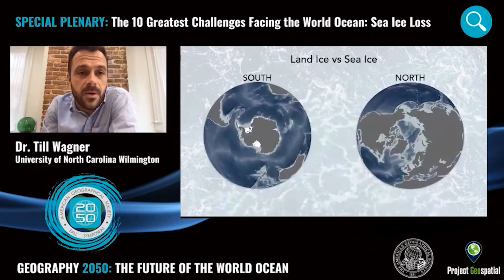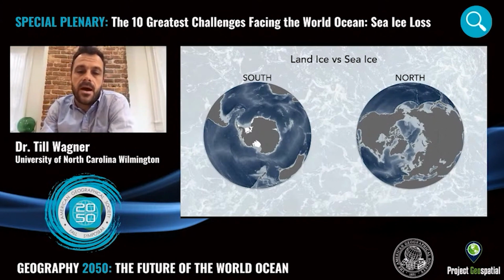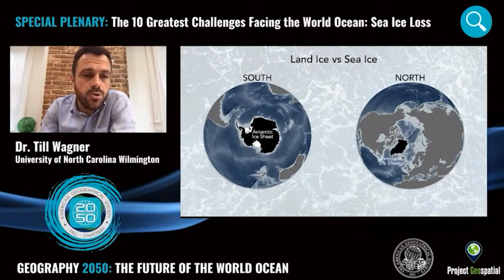Before I start looking at sea ice in detail, I wanted to provide some background about the difference between land ice versus sea ice. On the left here, we have a map of the southern hemisphere with Antarctica at the center. And on the right, we have a map of the Arctic basin, located at the center of the northern hemisphere. In the modern day climate, there are two major land ice sheets. An ice sheet is a large body of land ice, and we have the Antarctic ice sheet on the left and the Greenland ice sheet on the right.